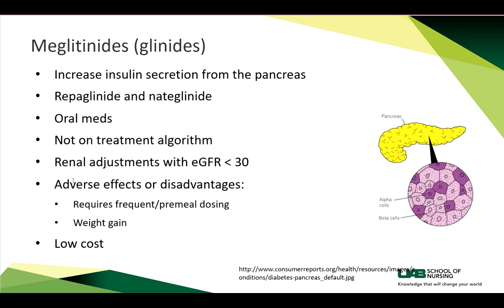There is a requirement for renal adjustments for an estimated GFR of less than 30, and the adverse effects or disadvantages to this drug class include that it requires frequent or pre-meal dosing, and it does cause weight gain. And so given that, you can understand why that may not be on the treatment algorithm, because typically these drugs are used with type 2 patients. They tend to have a propensity for obesity as well, and so we don't want to cause extra weight gain in our patients.